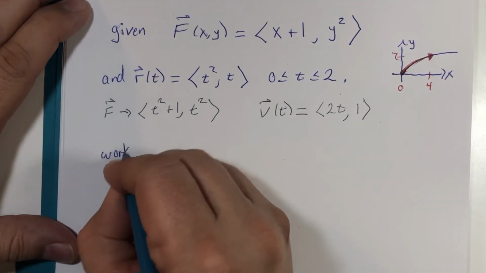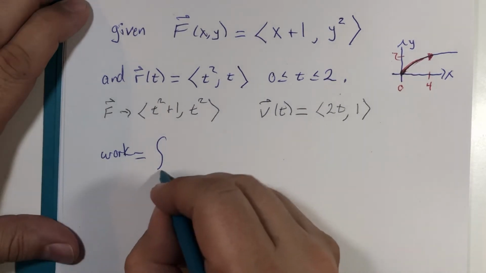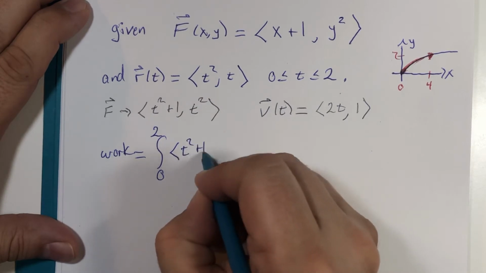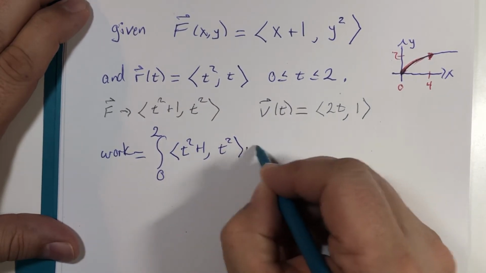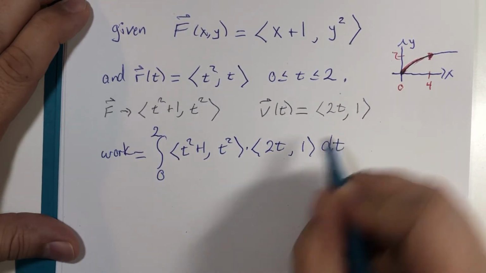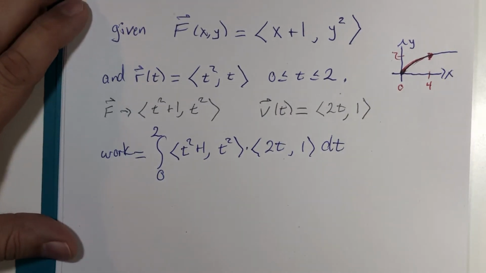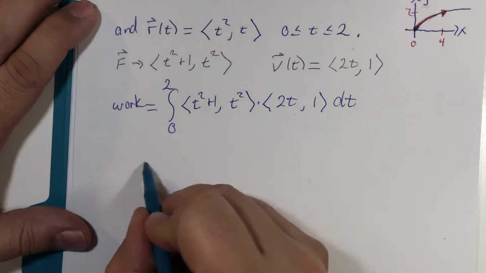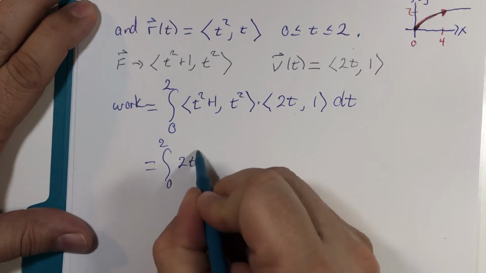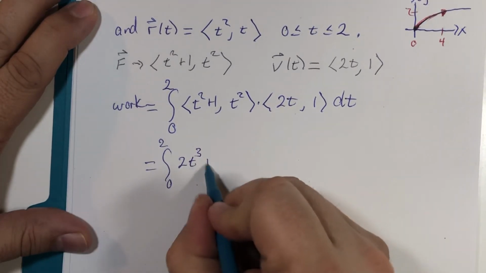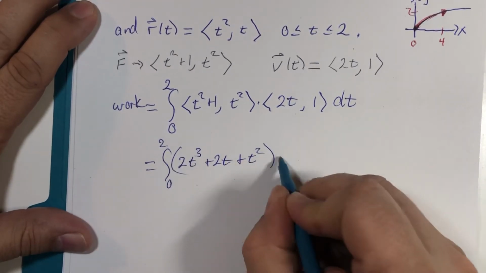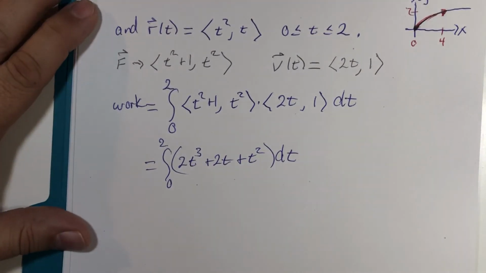Work equals, from time goes from 0 to 2, t squared plus 1 comma t squared, dot product, 2t comma 1 with respect to t. A little dot product calculation here. 2t times t squared is 2t cubed. 2t times 1 is 2t. 1 times t squared is t squared. Just a polynomial. That's not so bad.